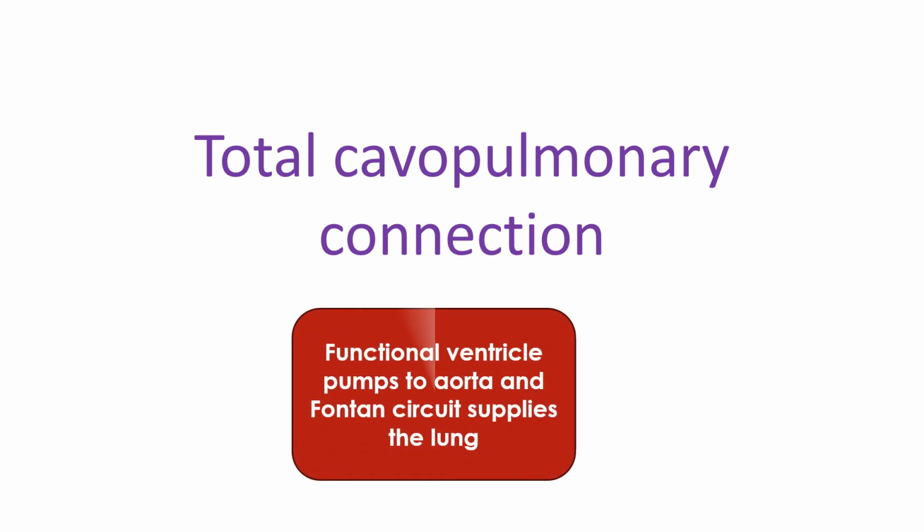Fontan procedure is also used for other types of birth defects of the heart in which only one ventricle can function well due to the defects. Functional ventricle is used to pump blood to the aorta and Fontan circuit to take blood to the lungs.